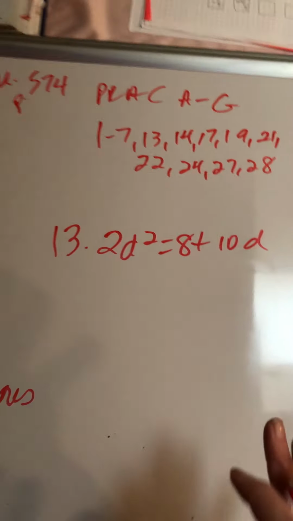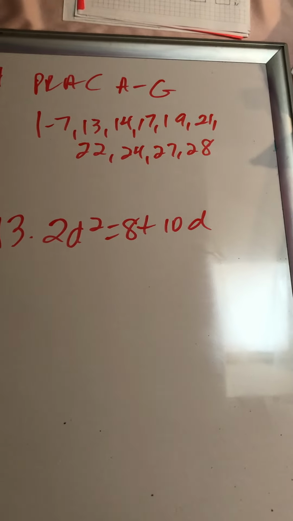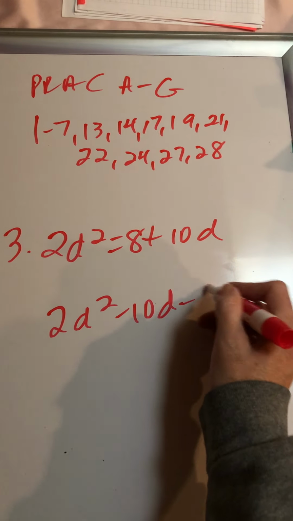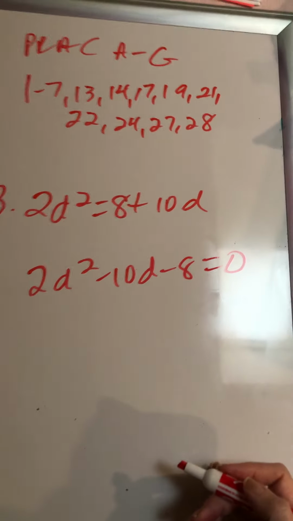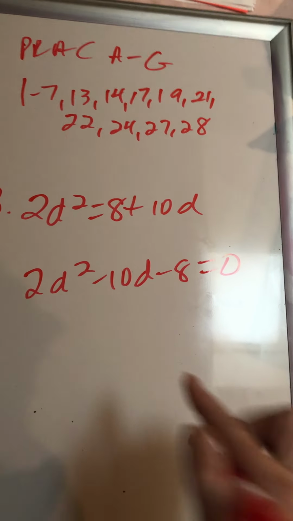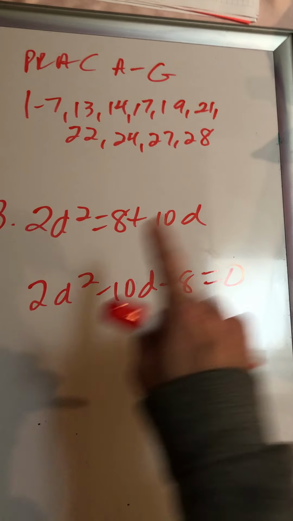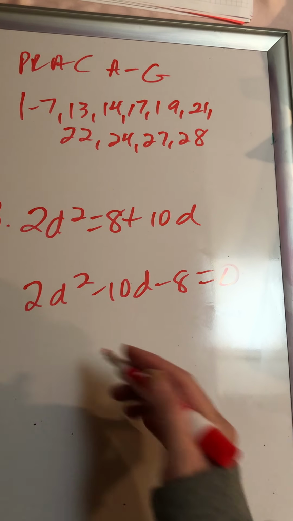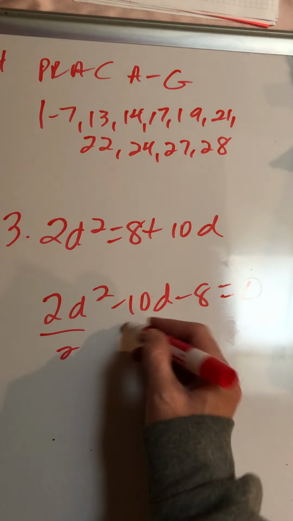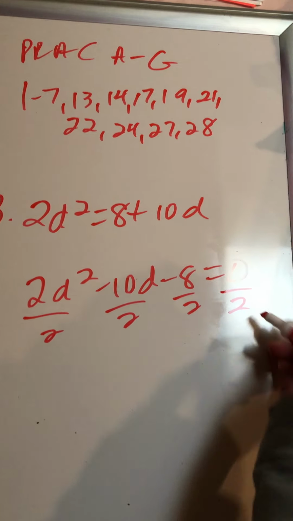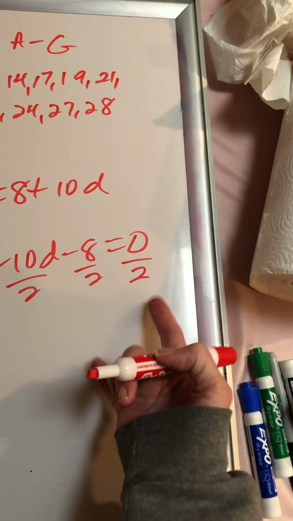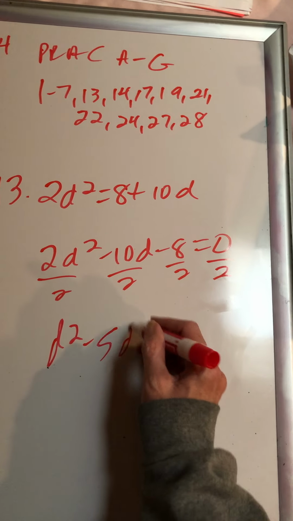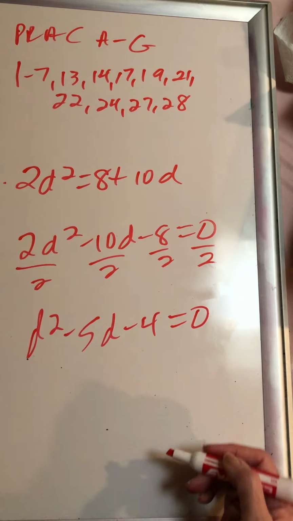Okay, so I'm going to show you 13 and then follow what I do on 13 to do number 14. So 2d squared minus 10d minus 8 equals 0. That's the first thing I'm going to do. Because if I want to use completing the square, I do not want a number in front of my d squared. So I'm going to divide everything by 2, which is nice. Everything is divisible by 2. Notice how I also divide the 0 by 2. I have to. So it'd be d squared minus 5d minus 4 equals 0.